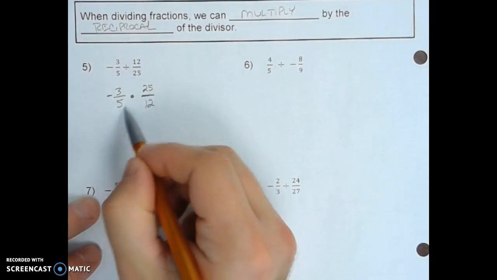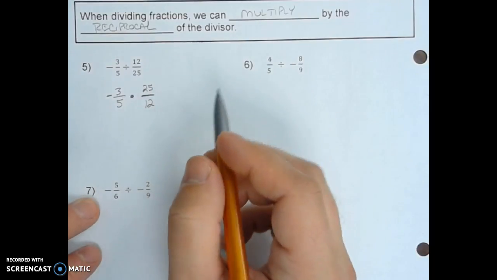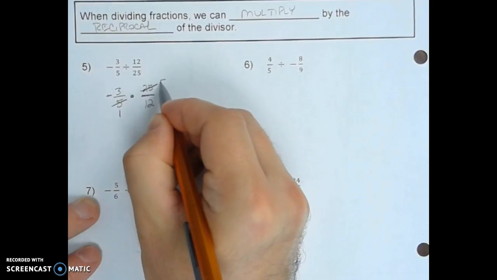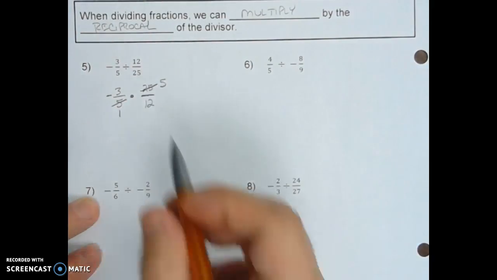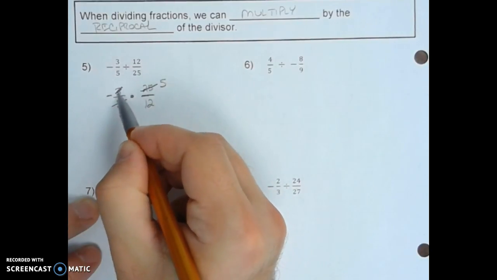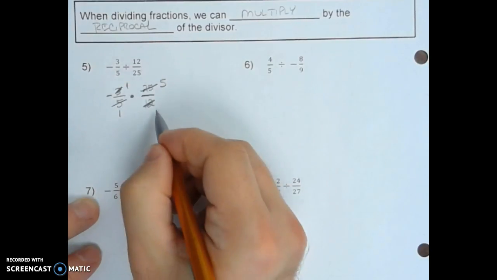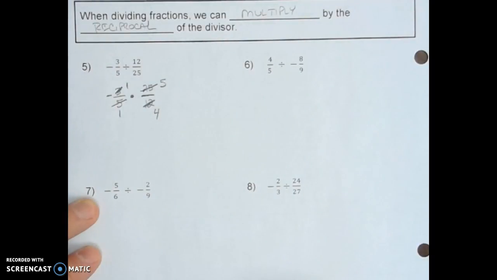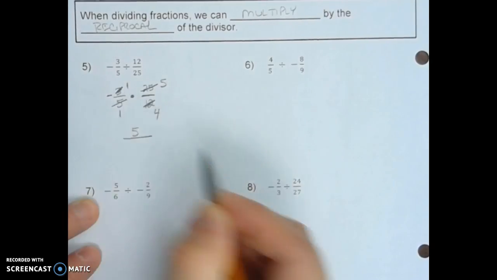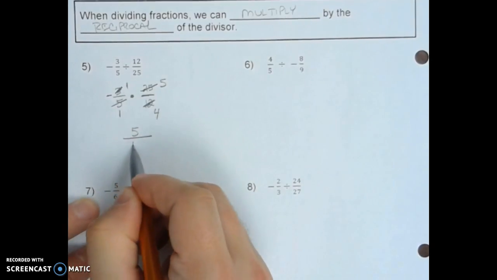This numerator 25 and this denominator 5 have a common factor of 5. 5 goes into 5 once, 5 goes into 25 5 times. All right? This 3 and this 12 have a common factor of 3. 3 goes into 3 once. 3 goes into 12 4 times. Okay? And now I'm ready to multiply. My numerators, 1 times 5 is 5. My denominators, 1 times 4 is 4.